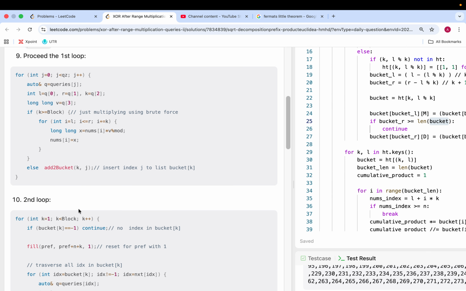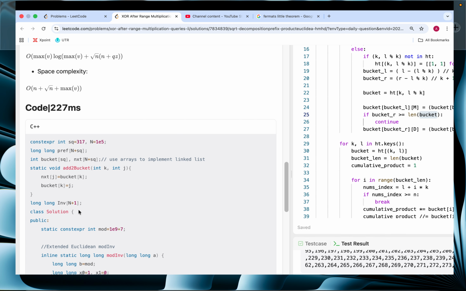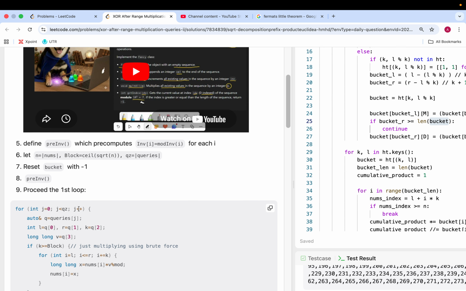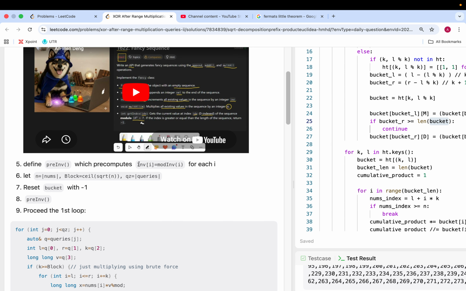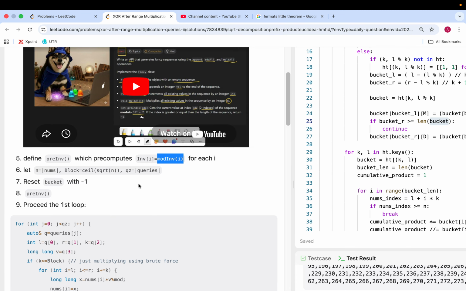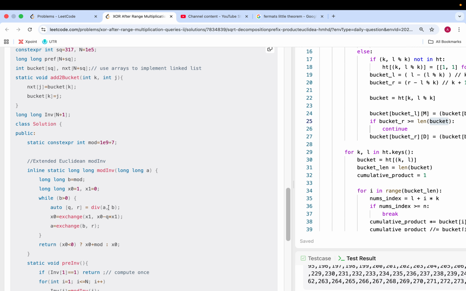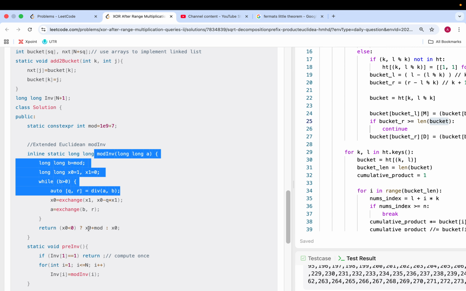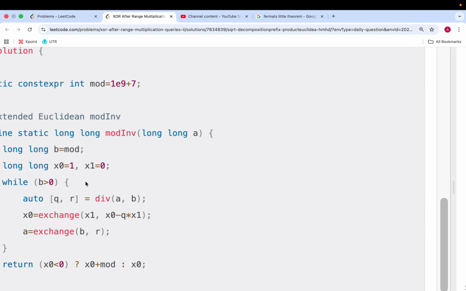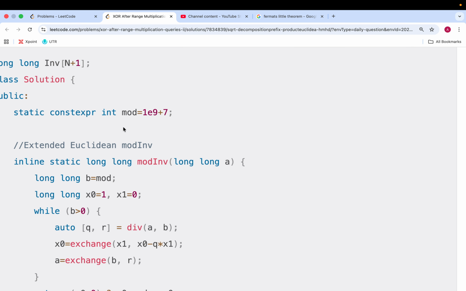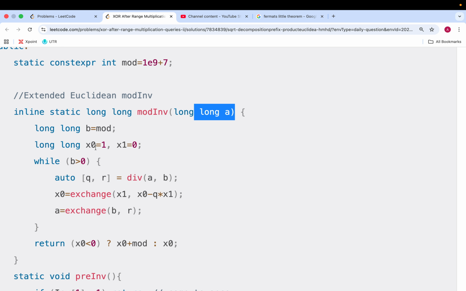So wait, what does he use? What's the code that he uses to compute the inverse, which is the mod inverse of i? Okay. So did you make a function called that? Oh, sorry. I was looking at all the outer scopes, wondering where this thing is. Long b equals mod. I'm assuming that's outside. So given an a, long x naught equals 1 and 0. While b is greater than 0, auto qr is equal to divide a and b.